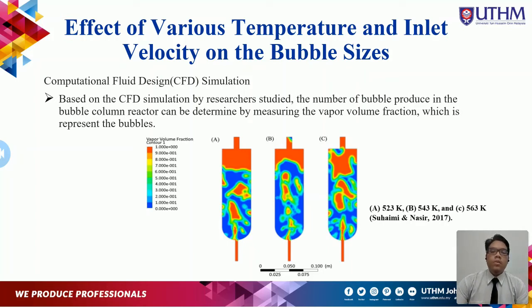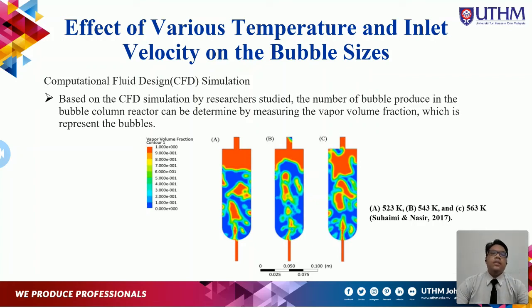This figure is based on the computational fluid dynamics simulation of the bubble column reactor with different temperatures from previous research. Based on the result, the red color means the vapor volume fraction, which represents the methanol bubbles. As you can see, with the increasing of the reaction temperature, the number of bubbles decreases, and the decreasing number of bubbles will increase the gas holdup.